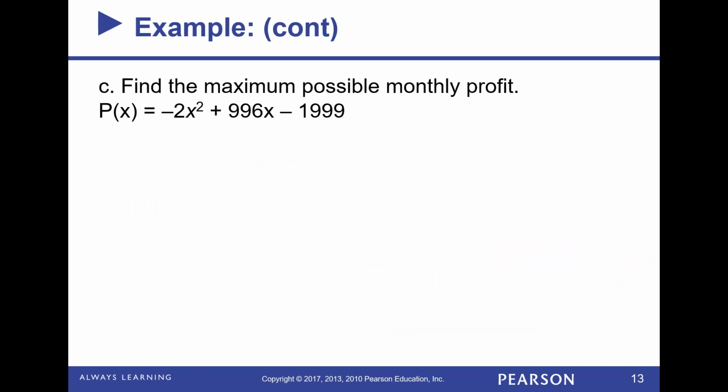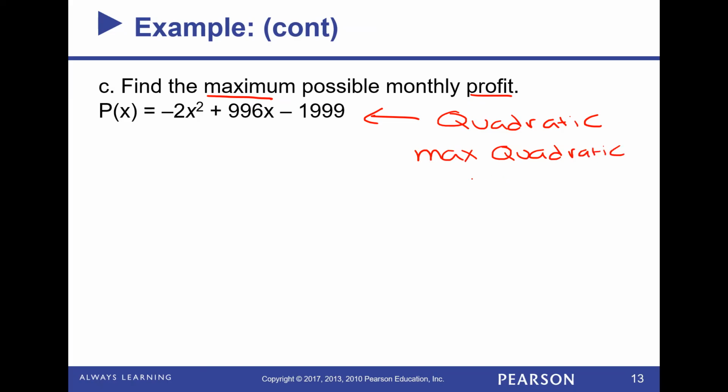So now that we have our profit function, let us go forth and actually find the maximum monthly profit. Okay, now here's the thing. We've actually looked at this before. When we talked about maximums or minimums, think of it this way. This function right here is quadratic. And anytime we talked about the max of a quadratic equation, that was also called the vertex.